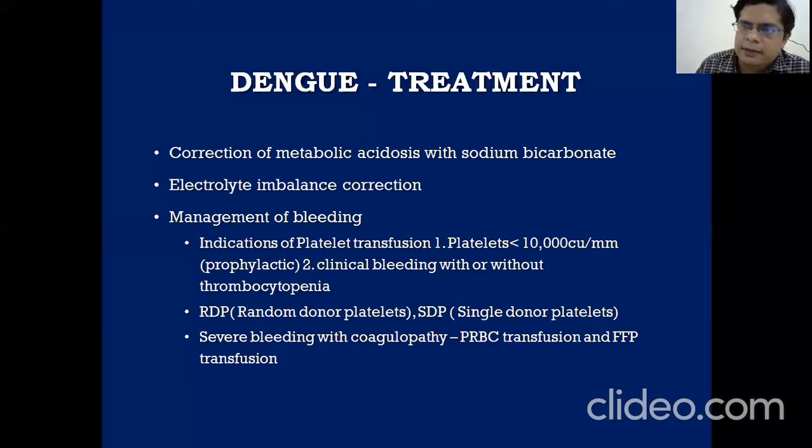If the platelets are less than 10,000, we'll give platelet transfusion. Each unit of platelet may raise the platelet count up to 2,000. And if there is no clinical bleeding, this is prophylactic platelet transfusion. If there is clinical bleeding, irrespective of the platelet count, we have to give platelet transfusion. Platelets can be random donor platelets, where the platelets are pooled from different donors, or single donor platelets. In case of severe bleeding and coagulopathy, packed red blood cell transfusion and FFP transfusion can be done.